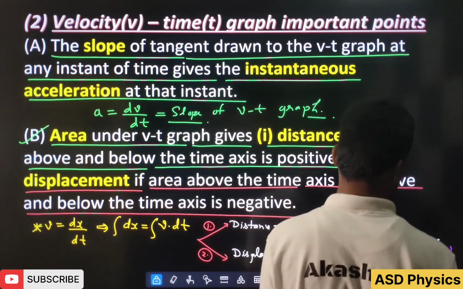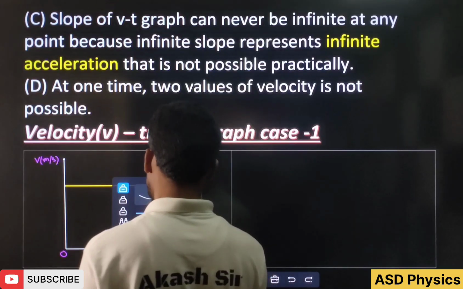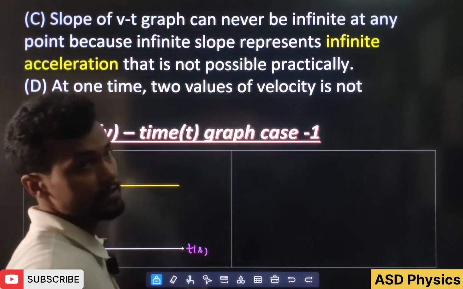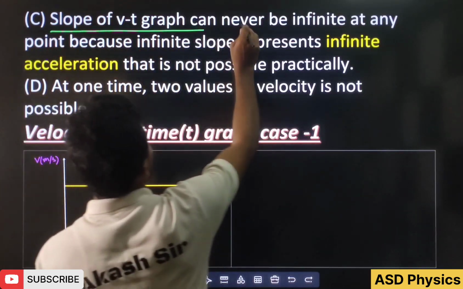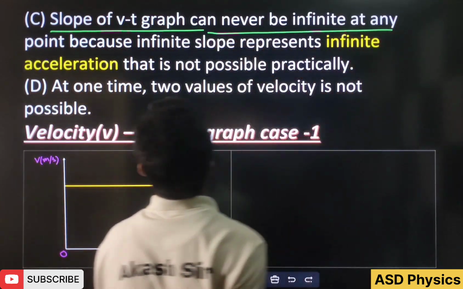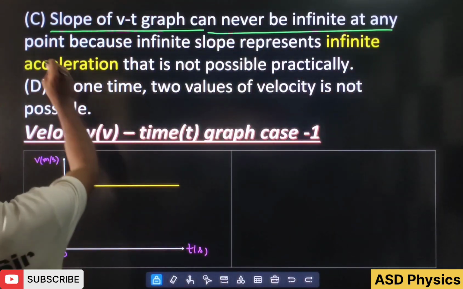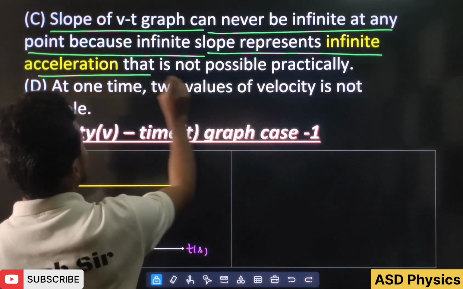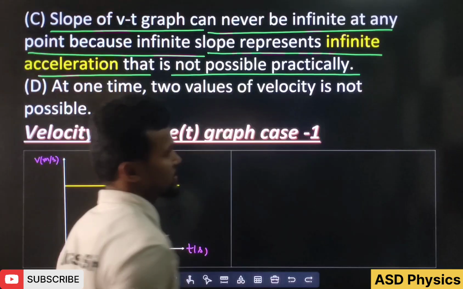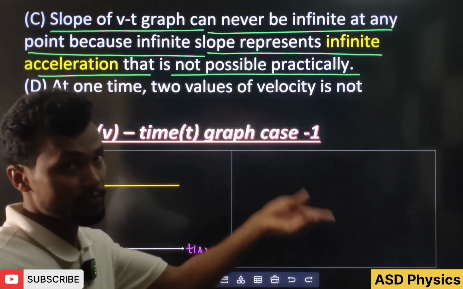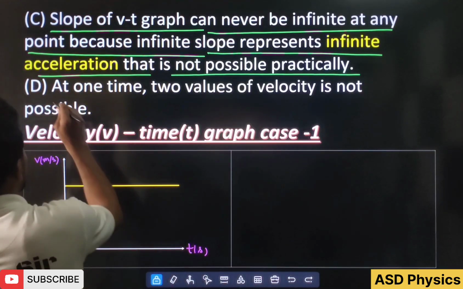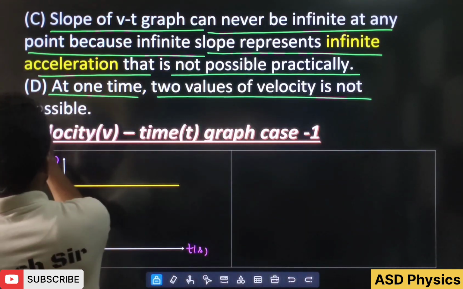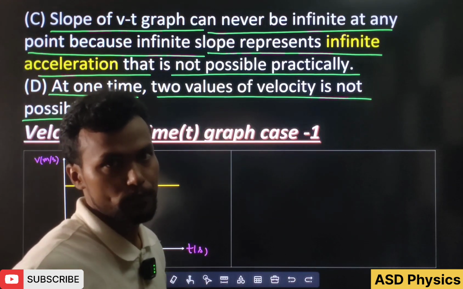Great. Now students, as I have told you before for the position time graph, the same is applicable here also. Slope of the VT graph can never be infinite at any point, because infinite slope represents infinite acceleration. That is not practically possible. Same basics I have told before also, get the reference from there. Next one, at one time, two values of velocity is not possible, as I have told you.